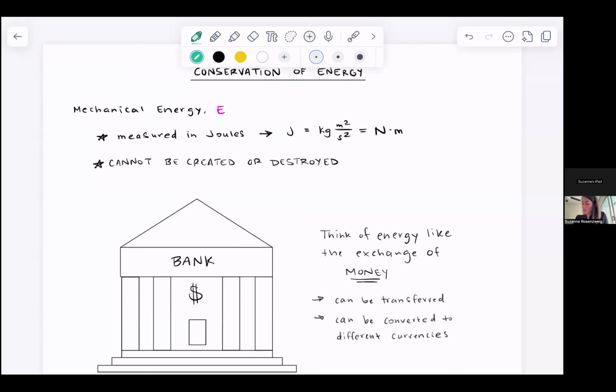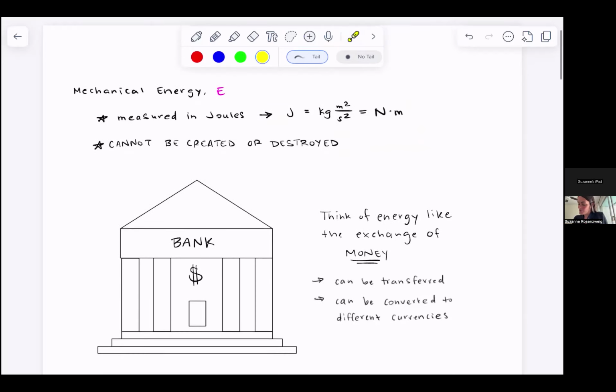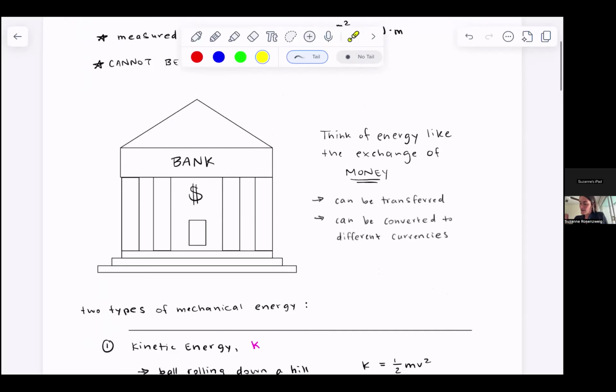Energy is measured in joules. So a joule is a kilogram times meter squared over second squared, or we can also express it as a Newton meter, right? Newton we learned from studying force. Now, energy cannot be created or destroyed, and it's useful to think of energy kind of like money. Money in the bank that you already have, not money that can be printed and destroyed. Think of it as money that is inside of your bank account that can be transferred or converted to different currencies.